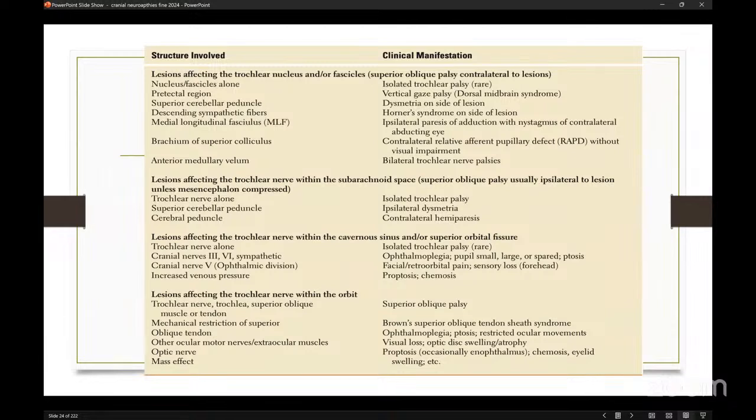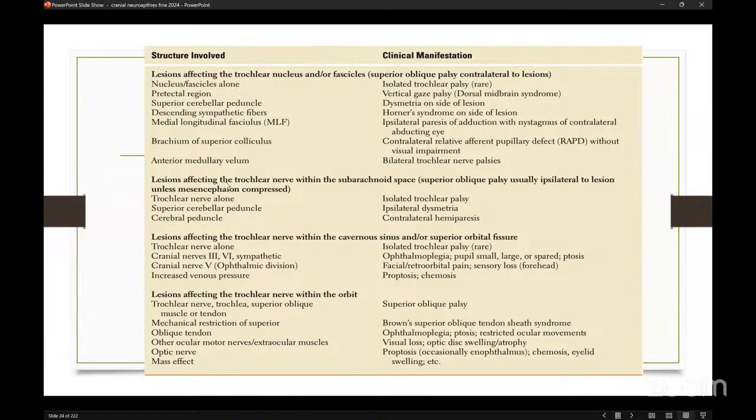Understand? So if you have lesions of the trochlear nucleus, okay, or the fascicles, you will have superior oblique palsy on the contralateral side because we saw that it is crossing in the brainstem. So nuclear or fascicular alone, usually isolated fourth nerve palsy is rare. In the pretectal region, you can have additional vertical gaze palsy along with fourth cranial nerve. That is called dorsal midbrain syndrome. Then if the superior cerebellar peduncle is involved, then dysmetria on the side of the lesion may happen. Then there can be involvement of ipsilateral Horner's syndrome.